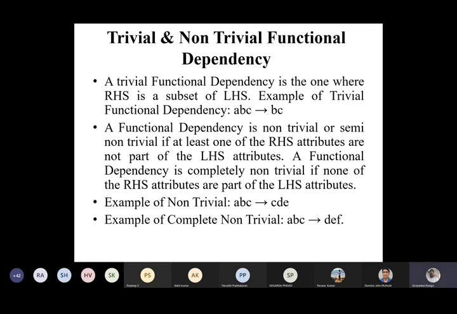Semi-trivial functional dependency means at least a few of the attributes in the right hand side are not part of the left hand side, and we say that it's a semi non-trivial functional dependency. And completely non-trivial functional dependency means the right hand side attributes are not part of the left hand side attributes. We say that it's a completely non-trivial functional dependency, right?